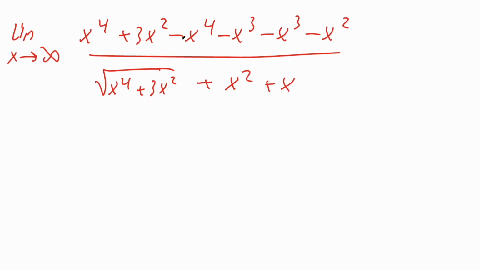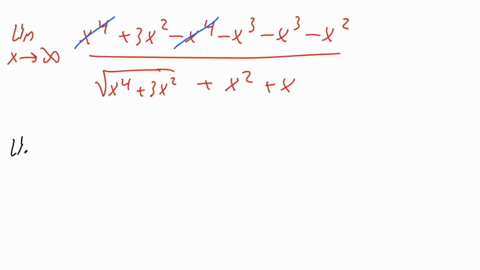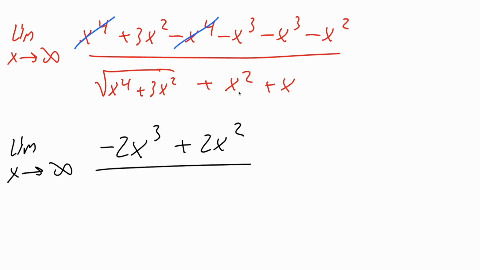So let's clean it up. So x raised to 4 minus x raised to 4. It cancels. So we have the limit as x approaches infinity for our highest power, negative x cubed, so we get negative 2x cubed. Next highest power, we have 3x squared minus x squared, so we get a plus 2x squared, divided by this piece right here.